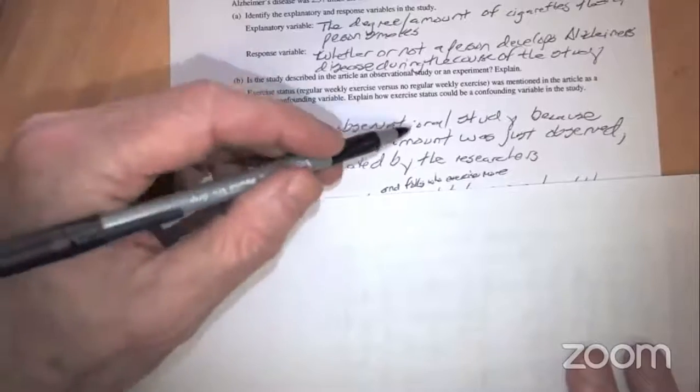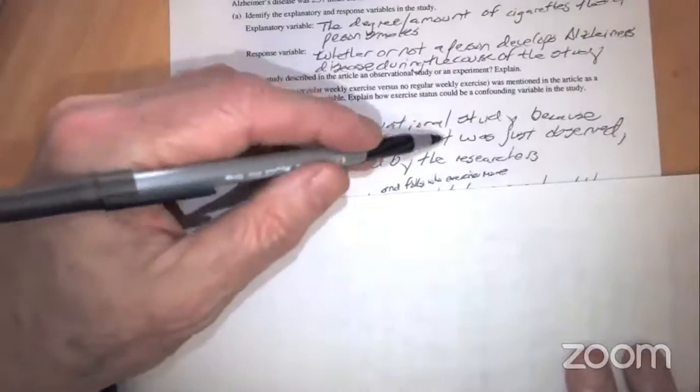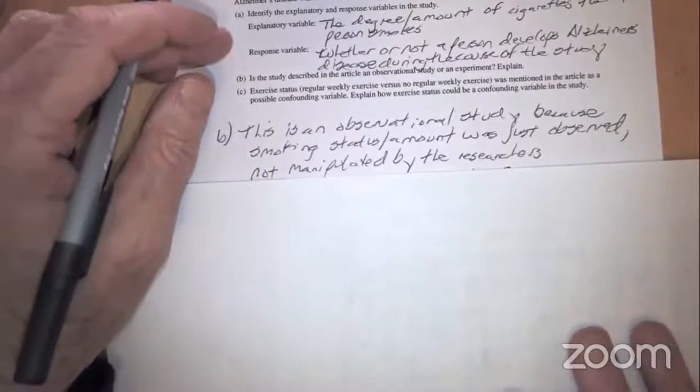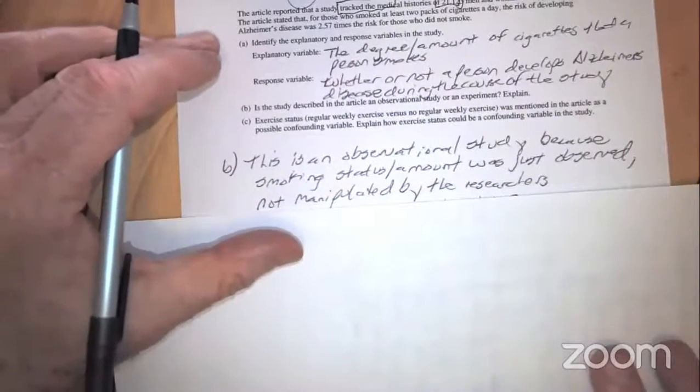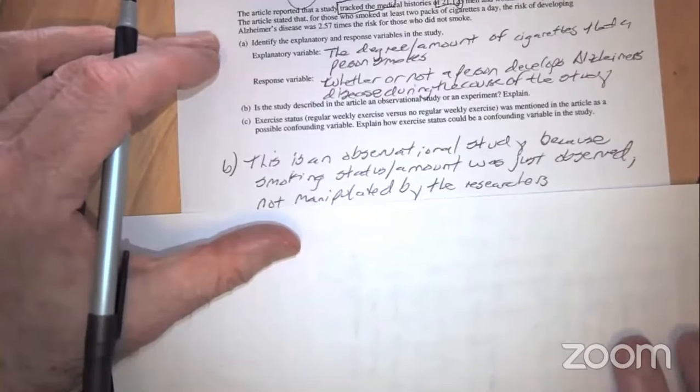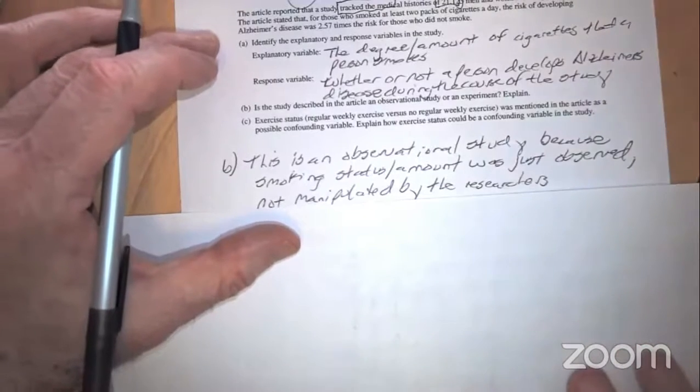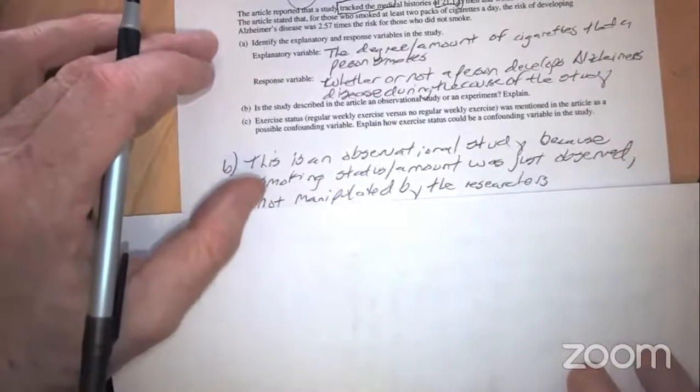So this is an observational study and not an experiment, because smoking status amount was just observed, not manipulated by the researchers. So we just recorded what those 21,000 people did for 23 years, which is a pretty big sample size in a really long time frame. But we were not manipulating or controlling how much or how little they smoked. And obviously there are some real ethical issues with that. So this is not an experiment.